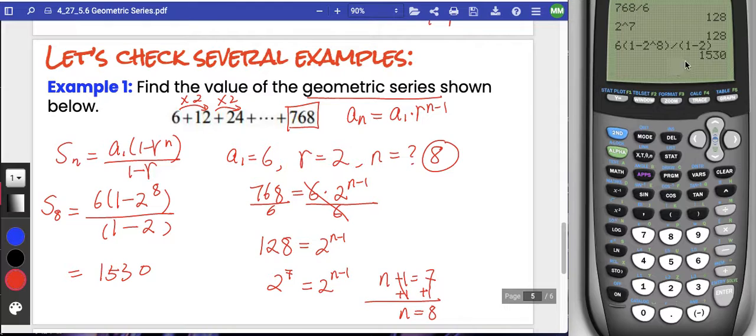I'm going to show you what happens if I do not put parentheses around the bottom. So I'm going to keep this one.